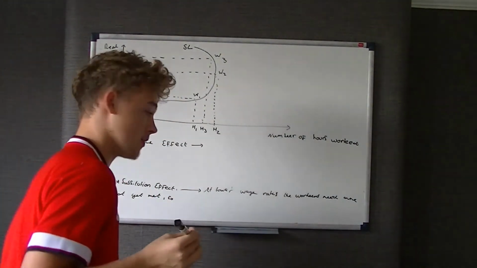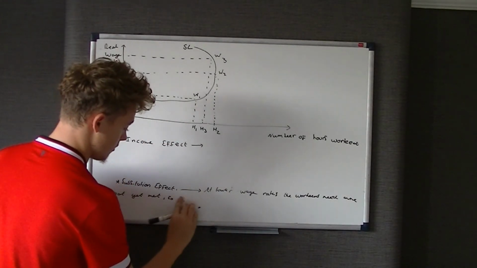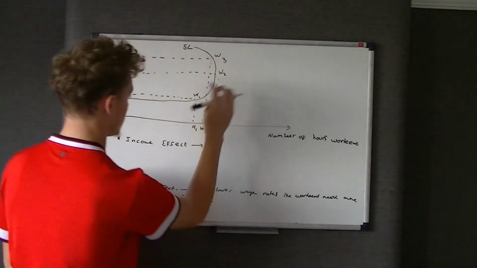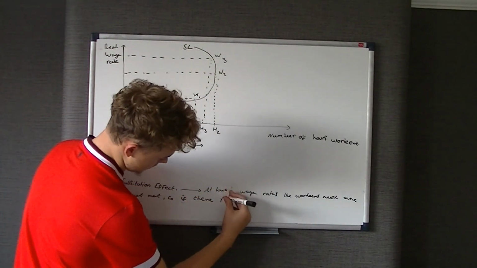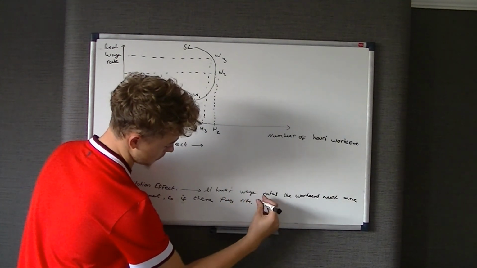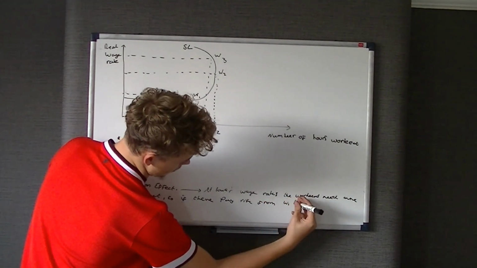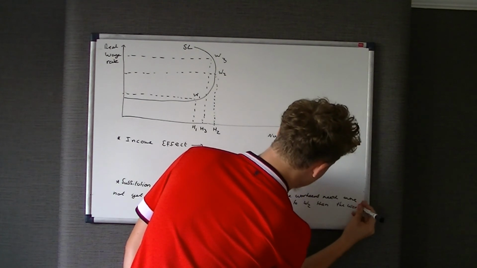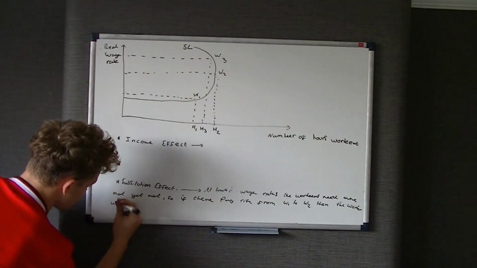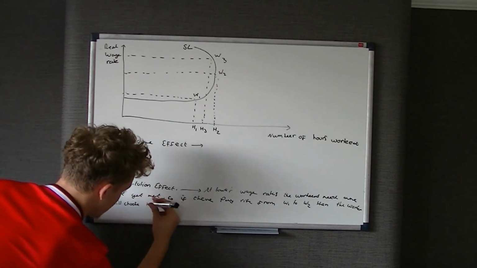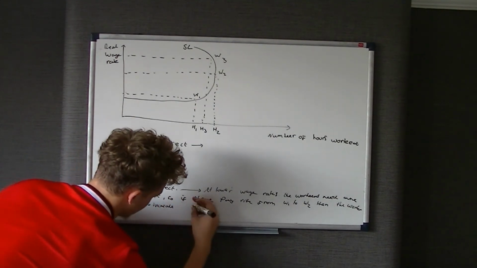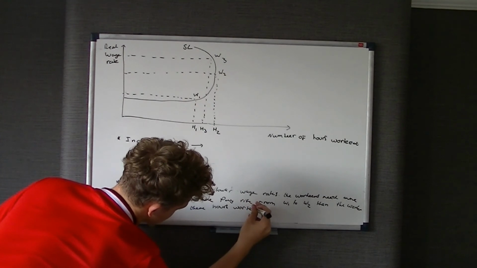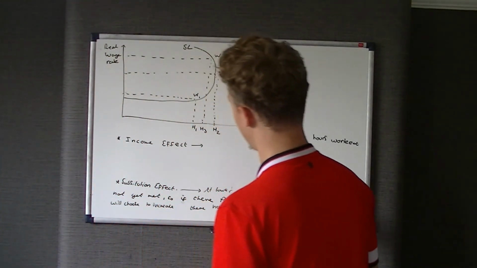So if there is a pay rise, and if you've drawn this diagram, you need to link to your diagram, say from W1, if there is a pay rise or wage increase from W1 to W2, then the worker will choose to increase their hours worked, they'll increase their hours worked from H1 to H2.